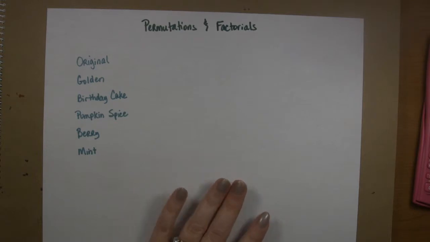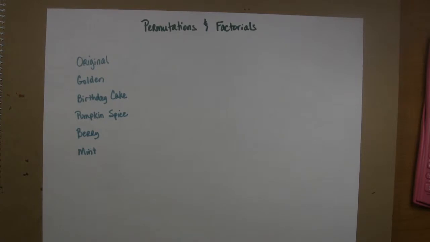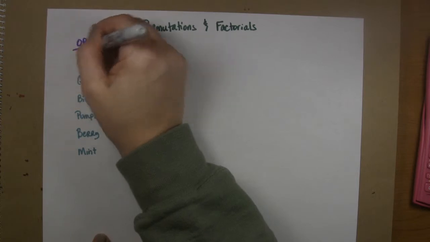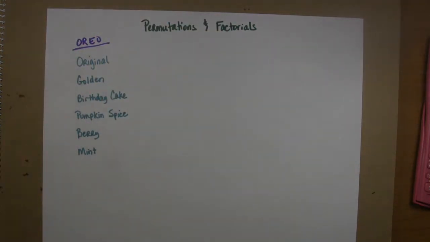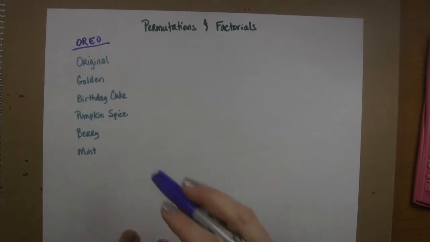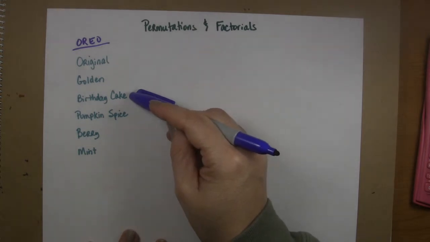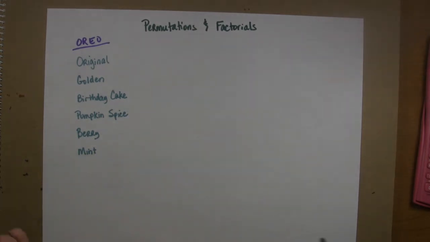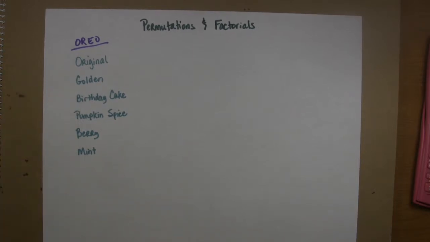So for today's viewing pleasure, I have written out for you 6 different types of Oreos. I don't know if you are an Oreo fan. I am, although I really only like the original and golden, but they make all sorts of special flavors now. And if you are paying attention, you can also find birthday cake or pumpkin spice or berry or mint, and there are actually many more than that, but I have listed out these 6 for our example.